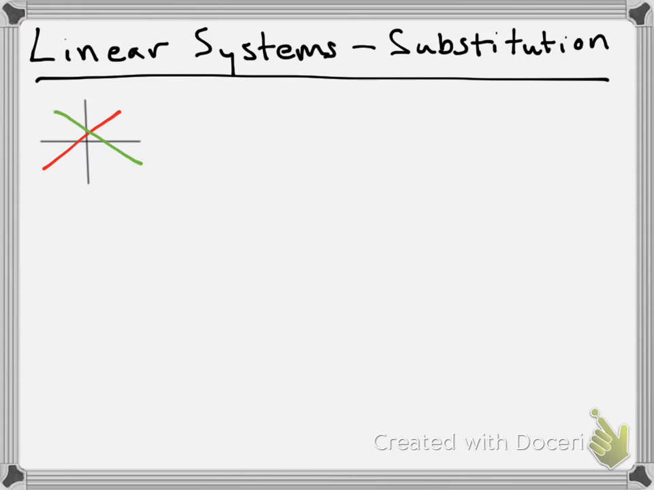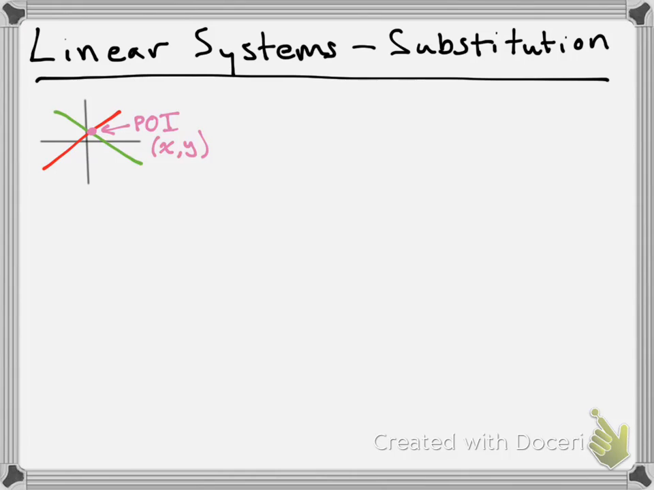Now the solution to this linear system is going to be a special point. It's the point where they cross, and it's called the point of intersection, or POI. Okay, and our goal is to find the point of intersection, right? Specifically the x and y coordinates of the point of intersection. Okay, so let's take a look at a specific question here.